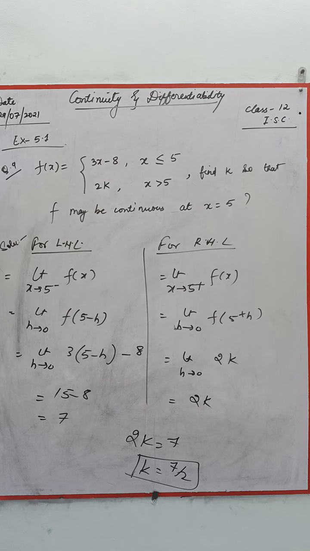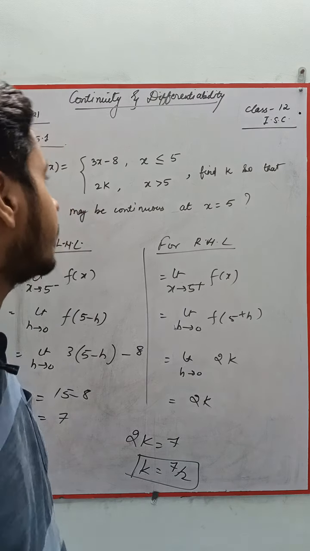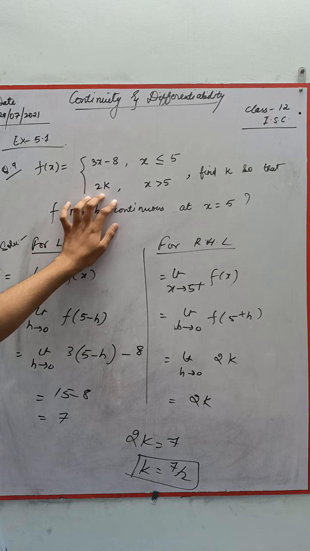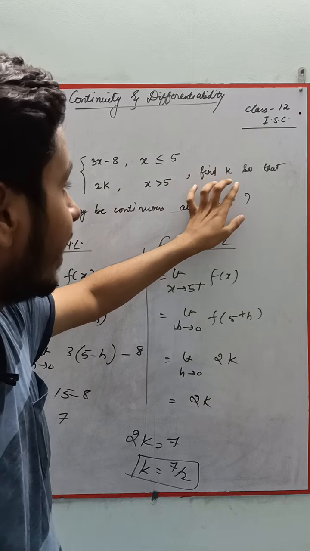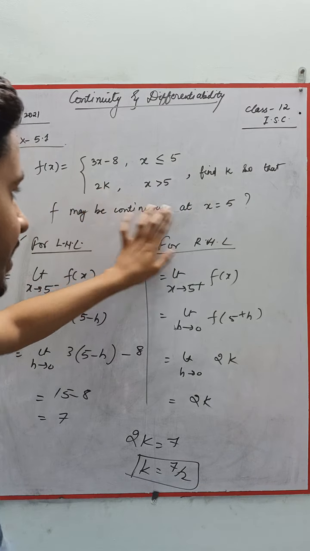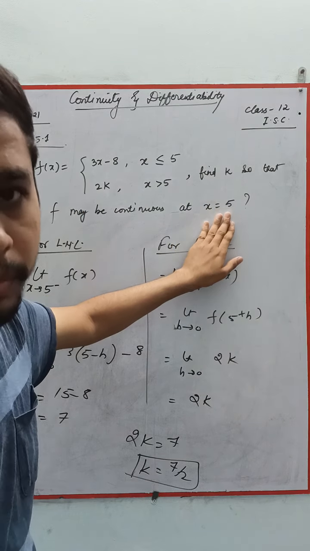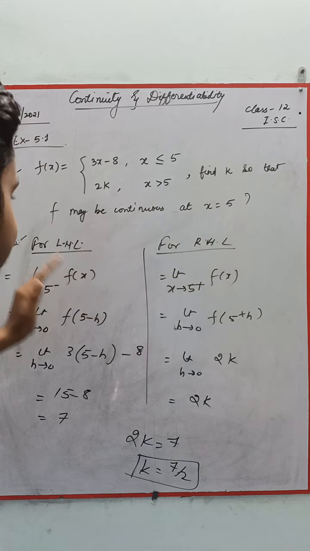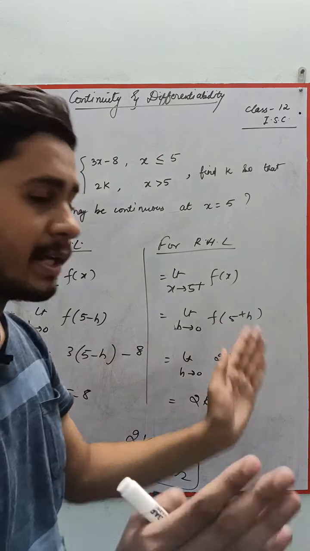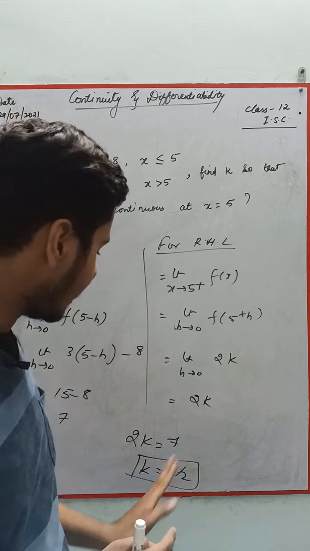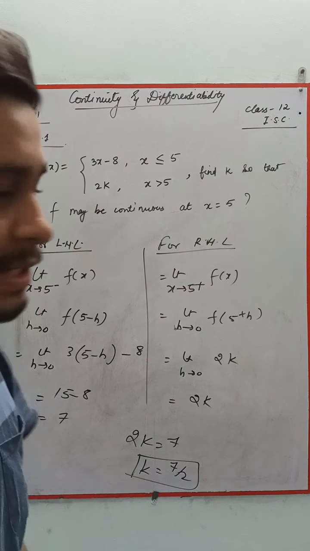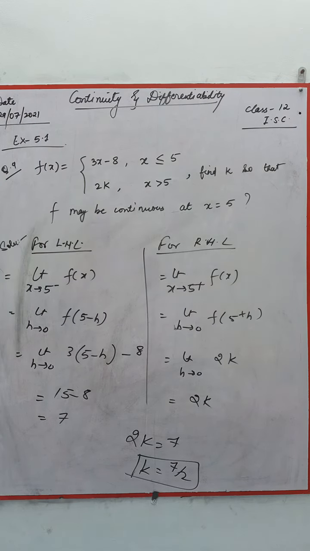This is the answer. So in such a way we have to do it. What is the algorithm here? With the function, if you are asked to find the value of k so that the function is continuous at whatever value, then go on finding its LHL and RHL, then you have to equalize them and get the value of k. Isn't that easy? Okay, let's do some more questions of the same kind.